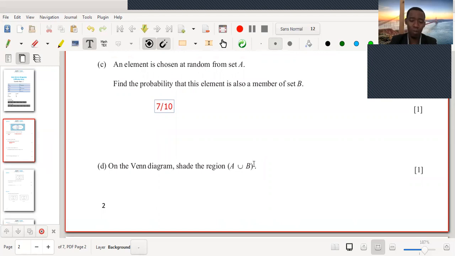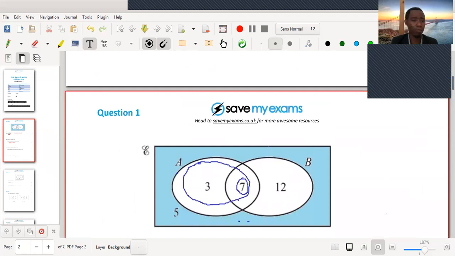A union B complement. That means outside of A union B. Outside this dash here, this one here, stands for outside, B complement, outside A union B. Everything which is not in the union of A and B. So we shade that part. So let's shade it. If we go on this graph, we may shade that part.